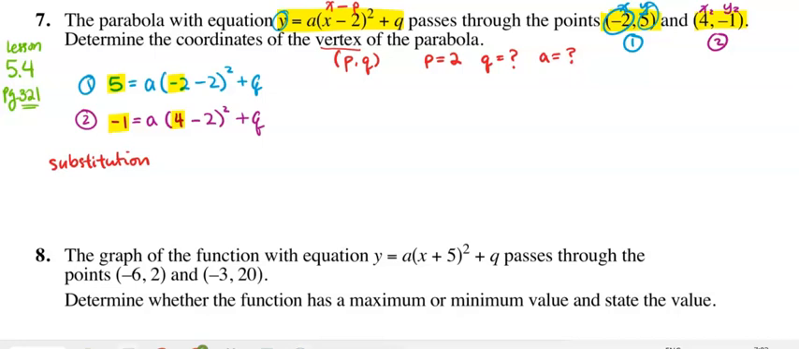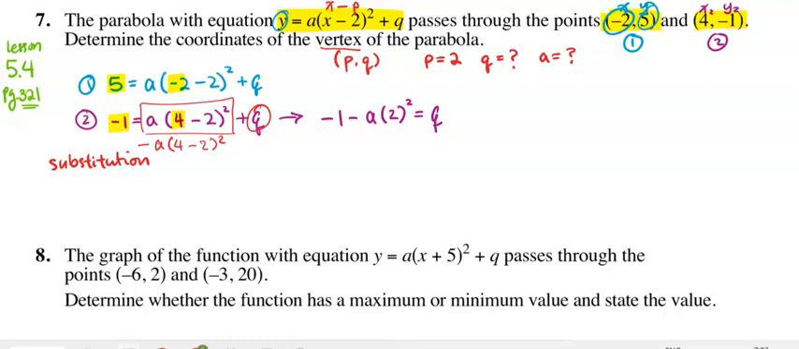And what I'll do is take my second equation, and I'm going to try to isolate the q variable. So I'm going to write this equation in terms of q. The reason I choose that is if I wanted to isolate q, all I have to do is subtract this term from both sides of my equation. So I get negative 1 minus a times (4 minus 2) squared, which is equal to positive q.